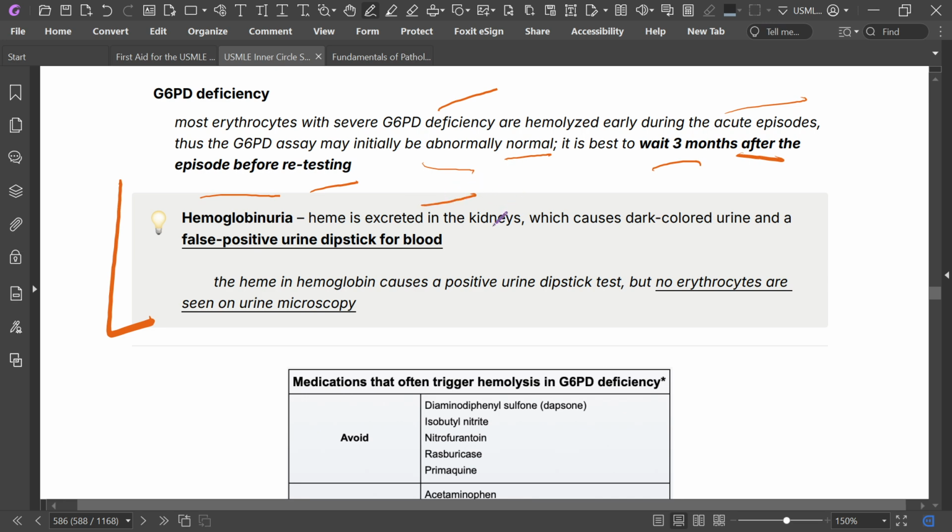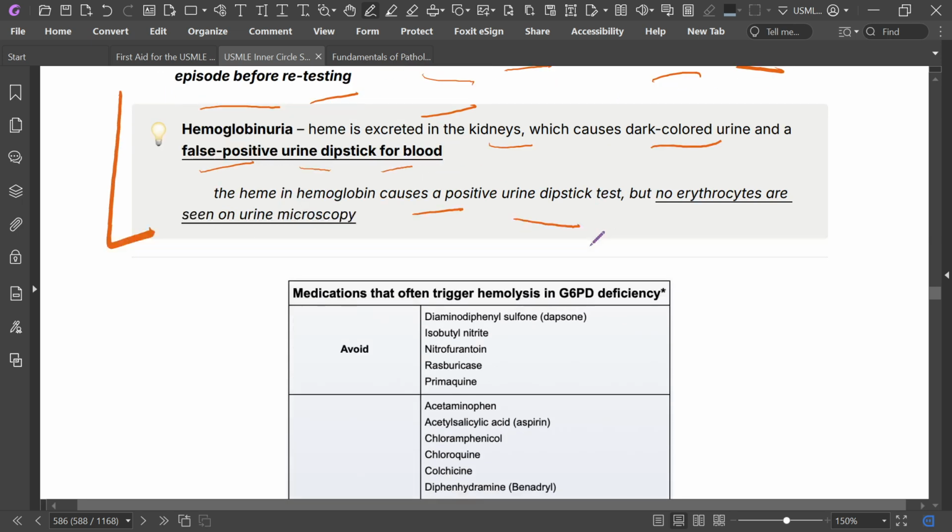Heme is excreted in the kidneys, which causes dark colored urine and a false positive urine dipstick for blood. The heme in hemoglobin causes a positive urine dipstick, but no erythrocytes are seen on microscopy.